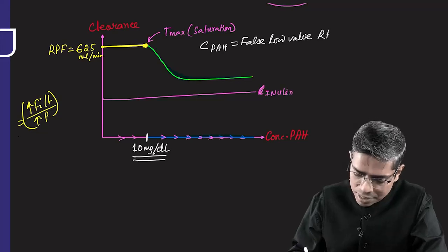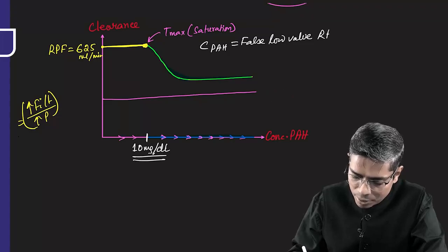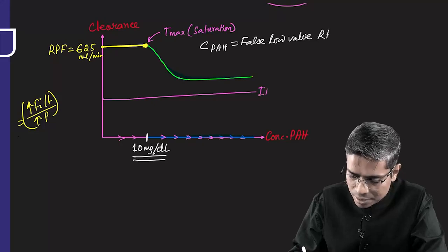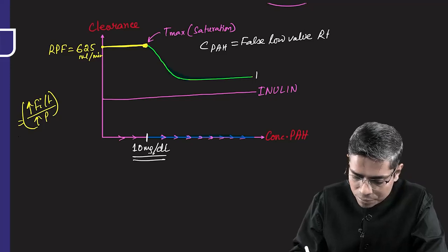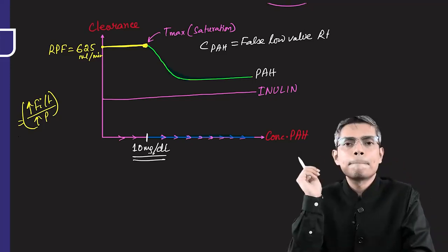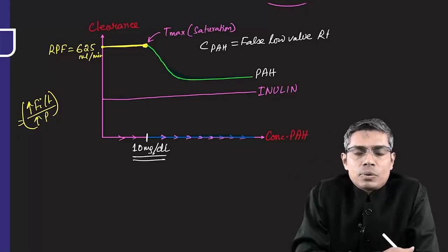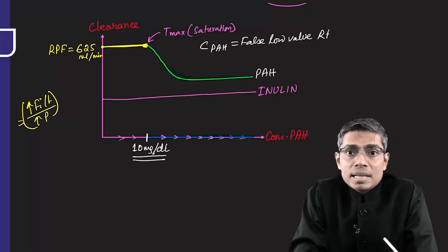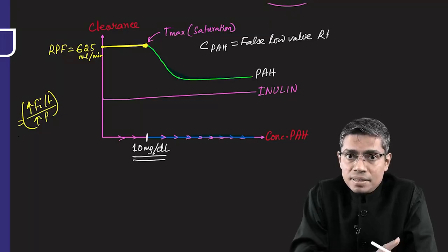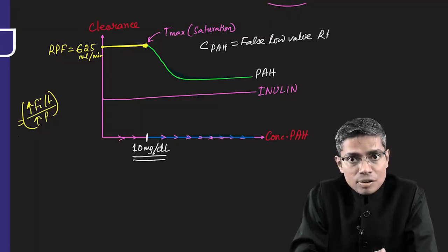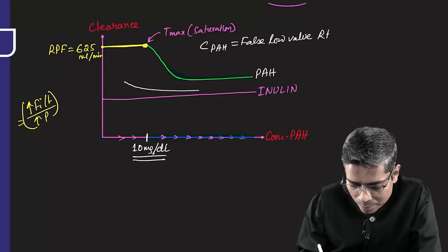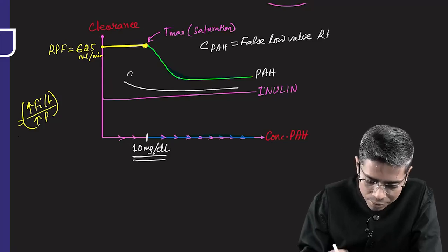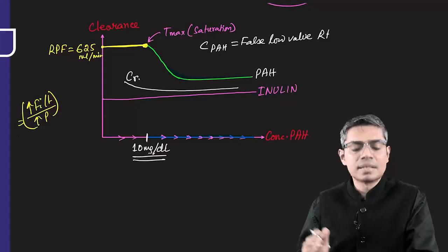So this is the clearance curve of inulin. Rather than C inulin, I should write that this is the inulin curve, because it is the curve of clearance only. So this is inulin, and this is our PAH. If I ask you the clearance of creatinine, where do you want to put that curve? Creatinine is secreted, and secreted means the value will be more than the inulin value. So the creatinine clearance curve will be just above the inulin clearance curve.